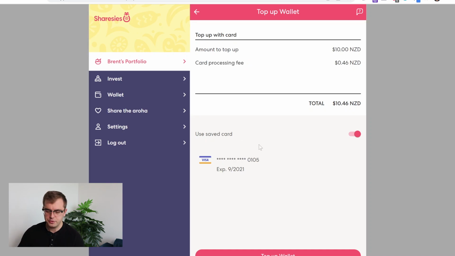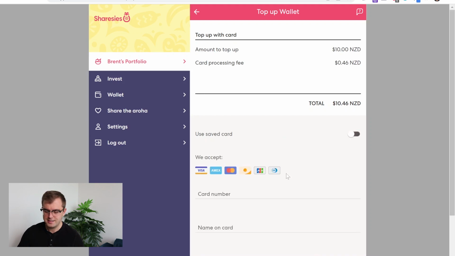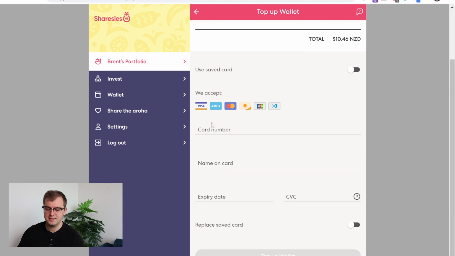Now on the screen we can either use our saved card, which we can set up in settings, or we can simply put in the card details down below, with all the major cards supported.